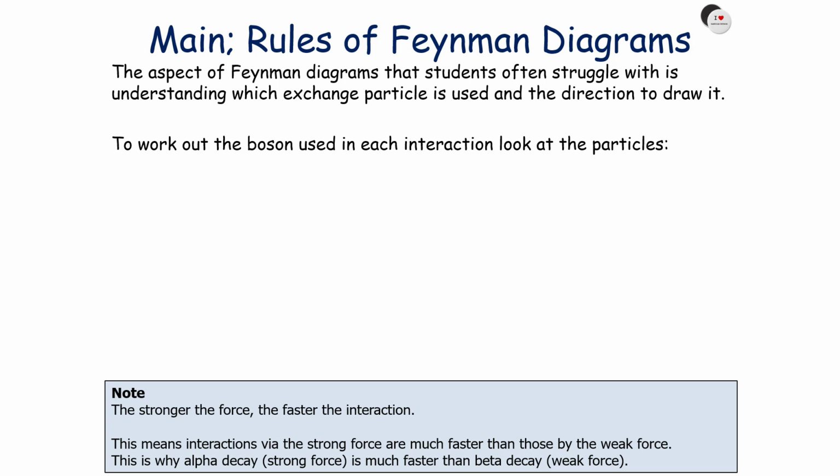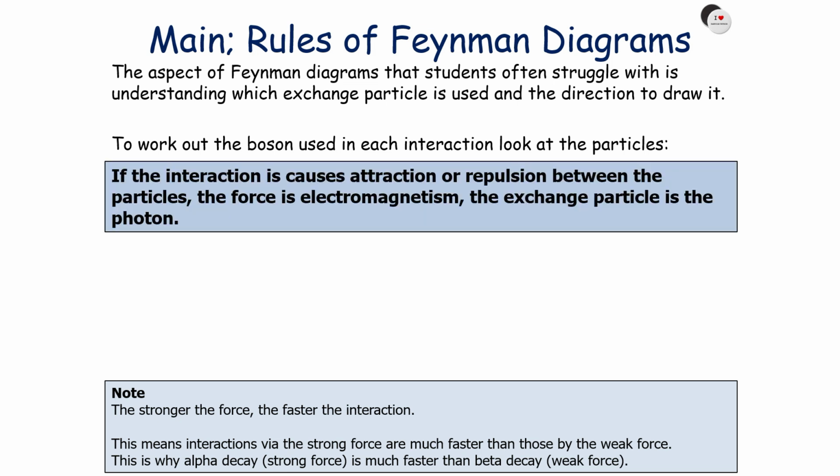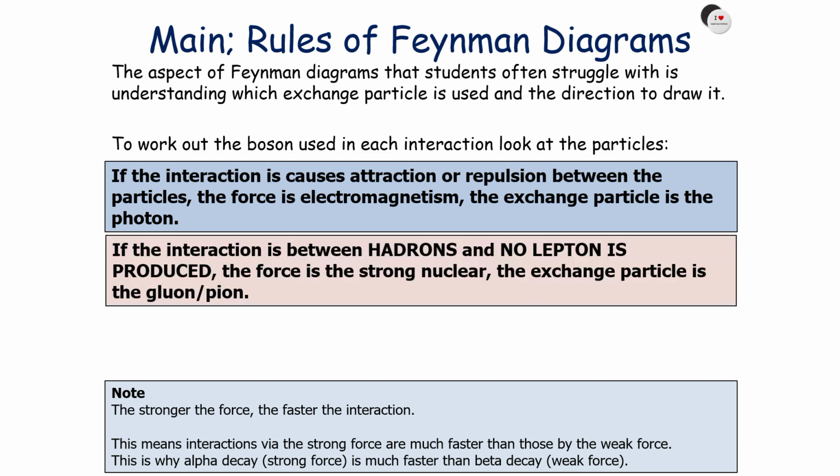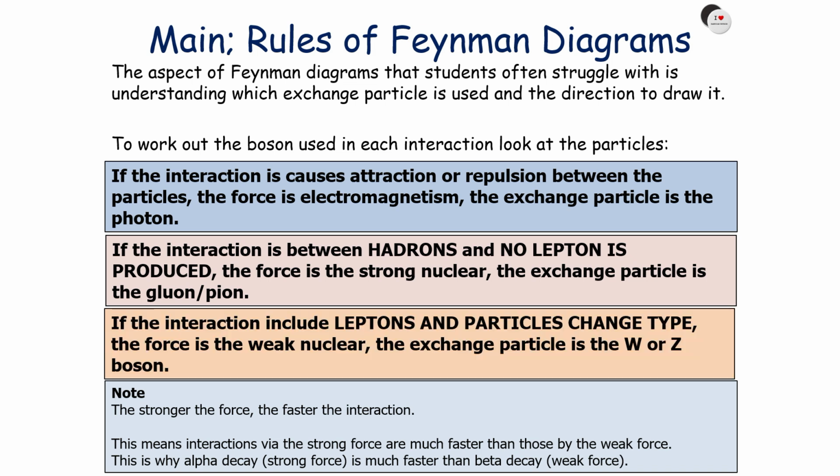Now one aspect students struggle with in Feynman diagrams is working out which exchange particle to use. So to work out which exchange particle or boson to use in each interaction, look at the following rules. If the interaction causes attraction or repulsion between particles, the interaction is electromagnetism and the exchange particle is the photon. If the interaction is between hadrons and there are no leptons produced, the force is due to the strong interaction and the exchange particle is a gluon or a pion. And if the interaction includes leptons and the particle changes type, the interaction is the weak, so therefore the exchange particle is the W plus or the W minus or the Z.